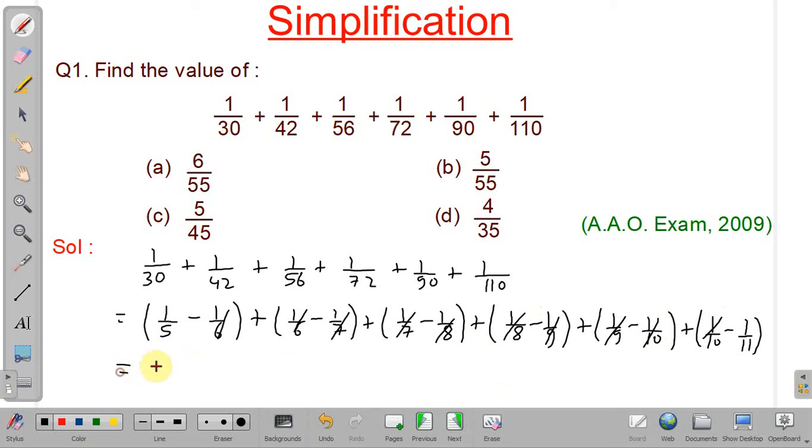So we have now only two terms, that is 1 by 5 minus 1 by 11. Okay, if you take LCM, it will be 55. So 11 minus 5 divided by 55, and it will be equal to 6 by 55. So our answer will be option number A.